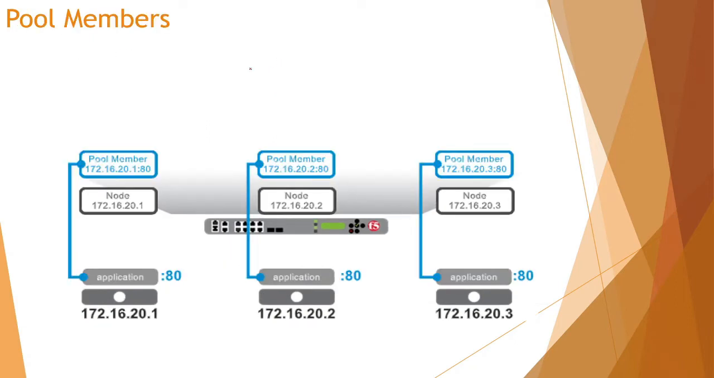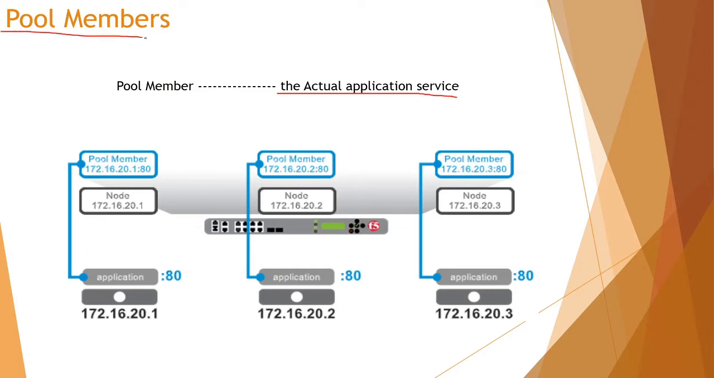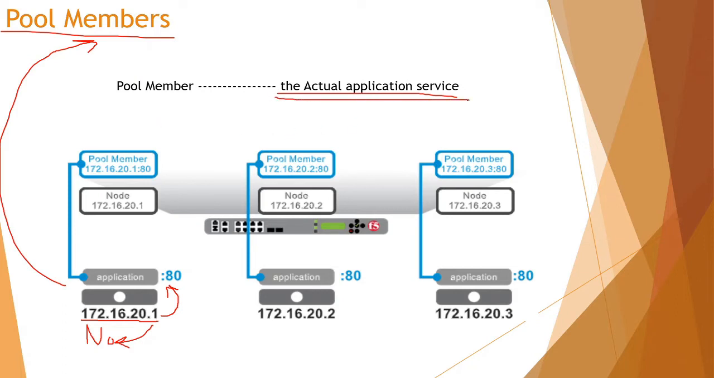Similarly, what is a pool member? The actual application service is called a pool member. What does it mean? We know that this is a node, right? Only the IP address of a real server is known as a node. And if we assign an application port, it becomes a pool member. So the actual application service is a combination of node plus port. This is a pool member.